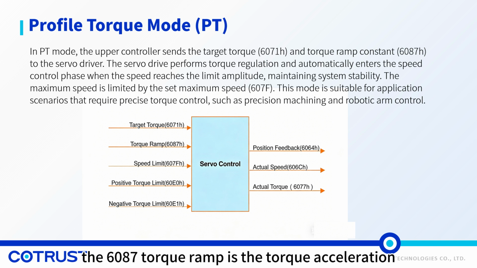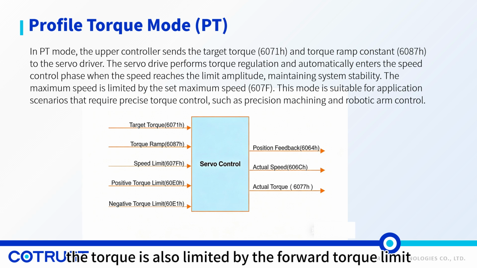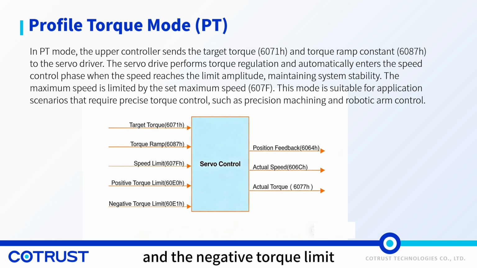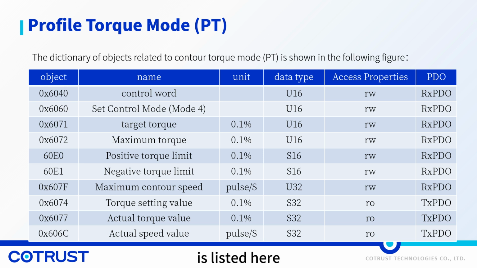The 6087 torque ramp is the torque acceleration, which allows our torque to move more smoothly from 0 to the target torque. In addition to the 607F limit, the torque is also limited by the forward torque limit and the negative torque limit. The object dictionary related to the PT mode is listed here.